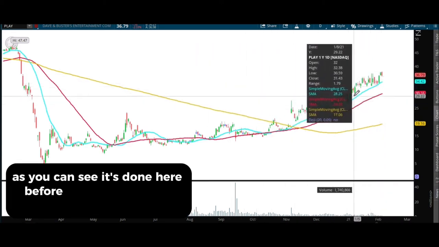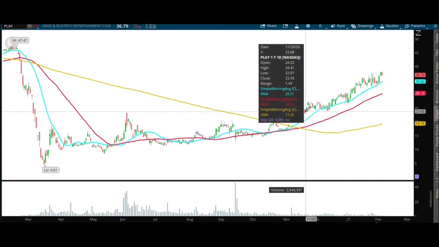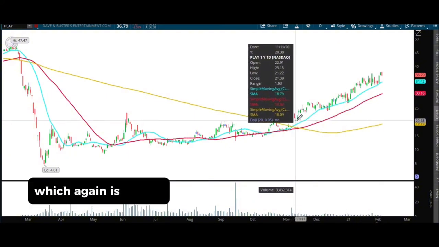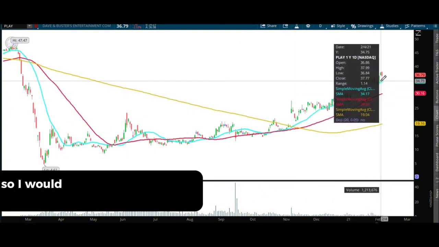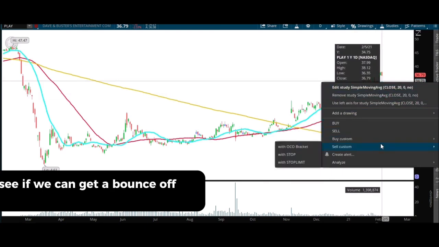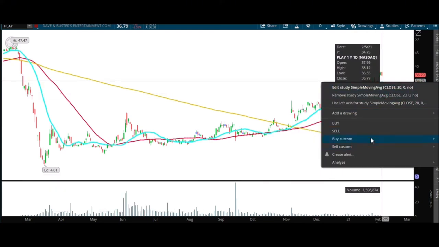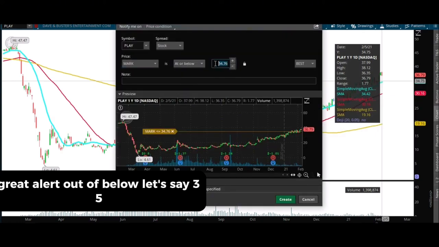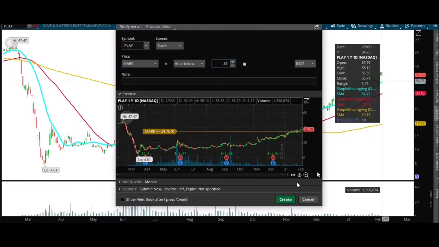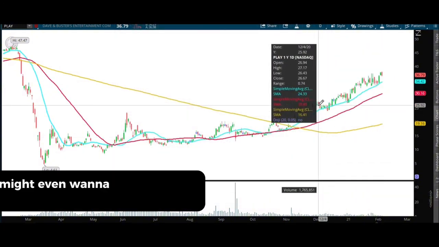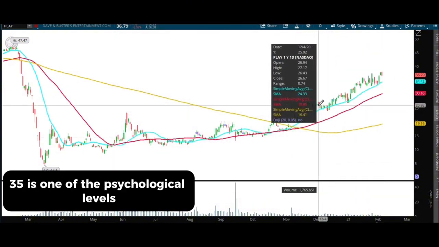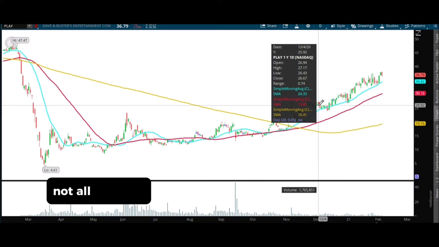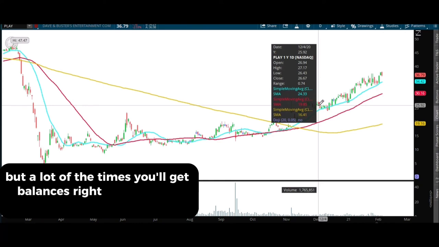As you can see, it's done this before, and then it keeps bouncing. It's really stayed well above the 50-period moving average, which again is bullish. So I would definitely want to set alerts down here, see if we can get a bounce off the 20, and then that would be a good entry point too. Create an alert at or below, let's say 35. Might even want to set it earlier than that. 35 is one of those psychological levels. Anything with the 30, 35, 40, 45, 50. Not all the time, but a lot of the times you'll get bounces right above those numbers.